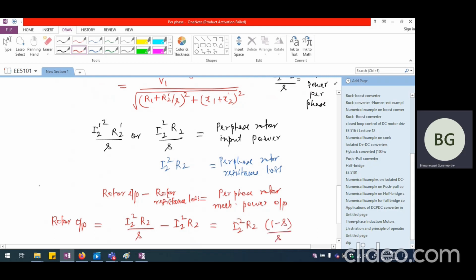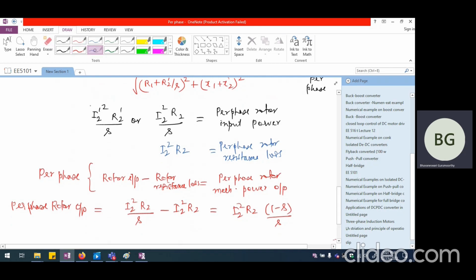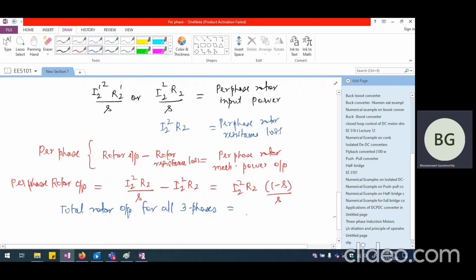So all these things are on a per phase basis. Whatever we are looking at is on a per phase basis. So if I want it for all the three phases, I should say the total rotor output for all three phases is going to be equal to 3 I2 square R2 multiplied by 1 minus S divided by S.